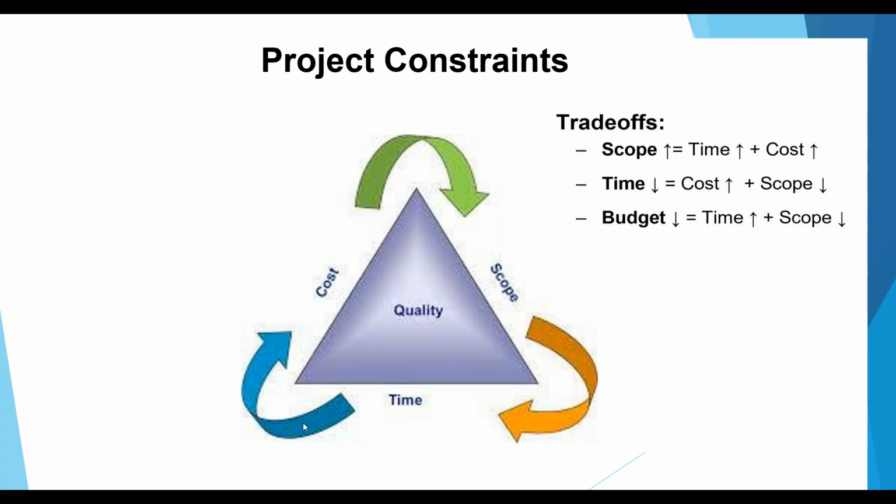So there are three different equations of trade-off. One, if we want to increase the scope, you have to increase the time and cost as well. If you have a very limited time, you need to reduce the timing, so you should increase the cost and reduce the scope as well. In the third equation, if you want to reduce the budget, then you have to increase the time and reduce the scope. So these trade-offs are called project management constraints.